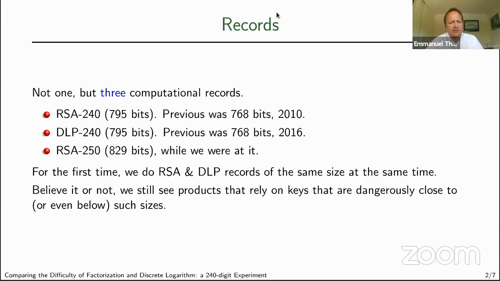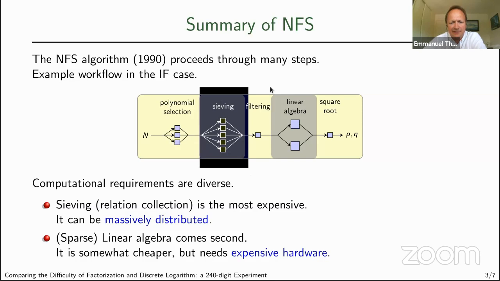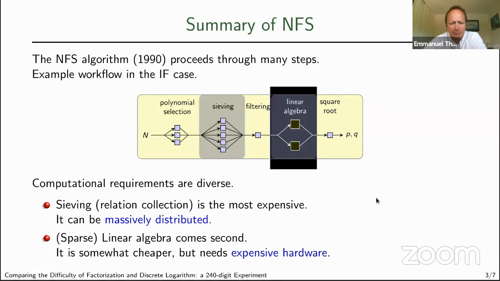So we show that cryptanalysis for these sizes is feasible. And believe it or not, you can still see products around that are implicitly relying on the fact that cryptanalysis is not feasible because these products are outdated. So this serves as a gentle reminder that it's very much time to move on. To do these records, we used the number field sieve algorithm, which is a complicated algorithm. Most of what I'm going to talk about in these 5 minutes is related to the 2 most computationally expensive tasks, which are sieving and linear algebra.